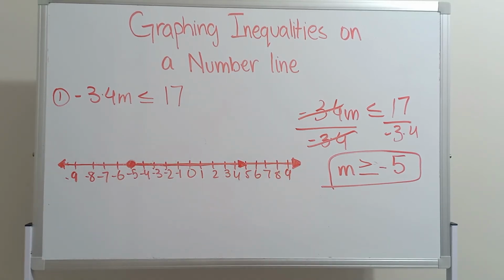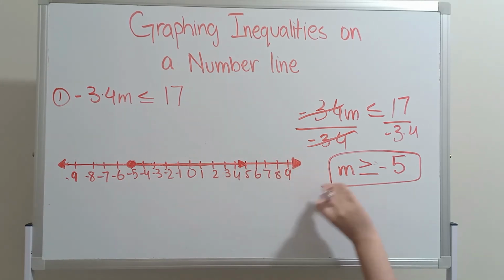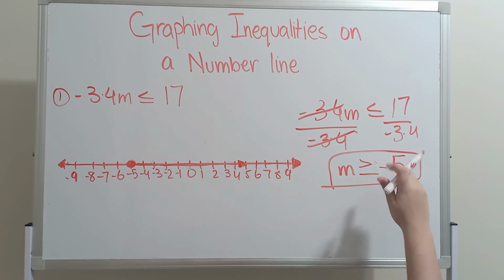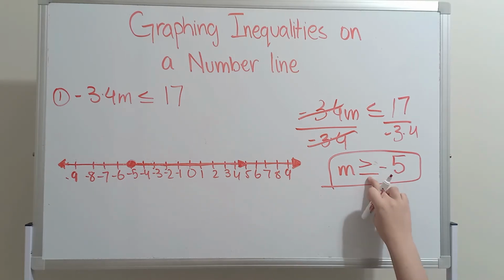So here we have our number line graph, which shows that m is greater than or equal to negative 5. When we put an arrow here, it means that it's going to go here forever. Meaning any value that is greater than negative 5 is going to work for this inequality. However, if we replace m with a number that's less than negative 5, if you try negative 7 or negative 9, it's not going to give us a true inequality. And since it says equal to, we can also replace it with a negative 5.